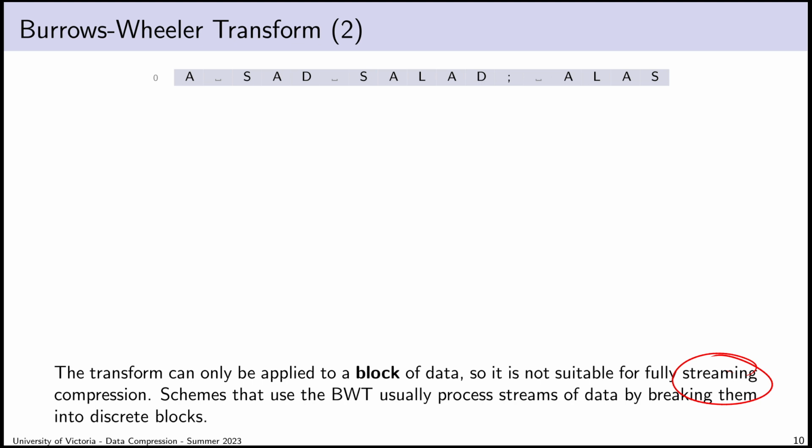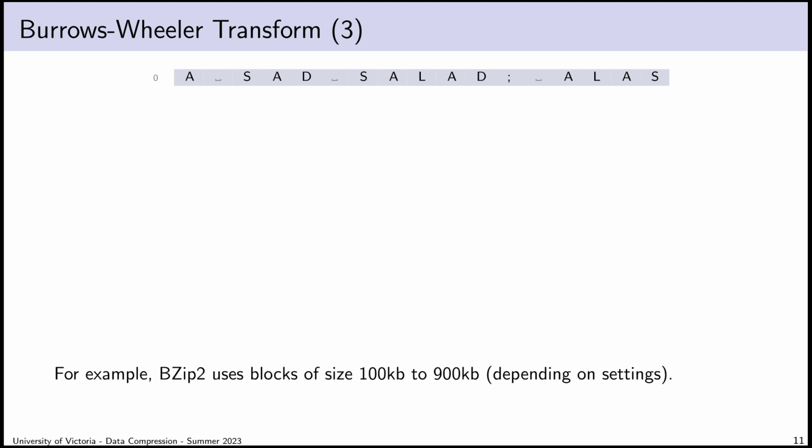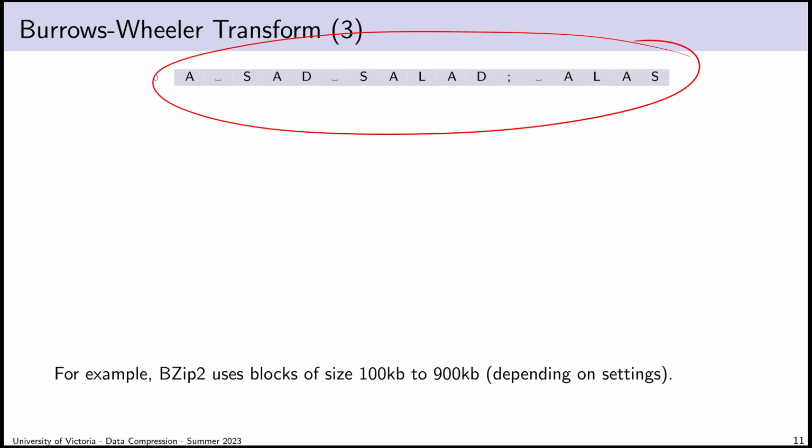Compression schemes that leverage the BWT will process a stream of data by saving up a certain number of characters at a time, turning that into a block, and then running the BWT on that entire block. As far as BZIP is concerned, and we'll talk about BZIP in great detail in the next lecture, BZIP uses blocks of size between 100K and 900K, depending on settings. I'll talk about what the settings are in the next lecture. But just for a sense of perspective, I'm about to perform a BWT on a relatively short input. It is very, very short compared to even the smallest block size used by BZIP, which is 100 kilobytes, so about 100,000 characters at a time.